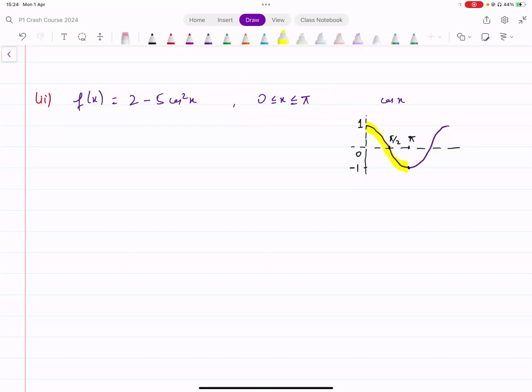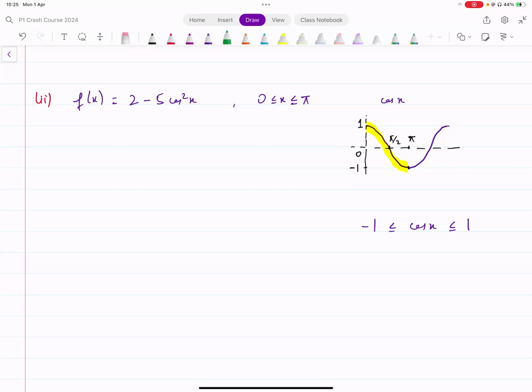Only this part. Now, in this part, what's the least possible value of cos x? Minus 1. What's the largest possible value of cos x? It's plus 1. So the minimum value of cos is still negative 1, and the maximum value is still positive 1, even though it's not one complete cycle, but still the minimum and maximum values of cos are minus 1 and plus 1.